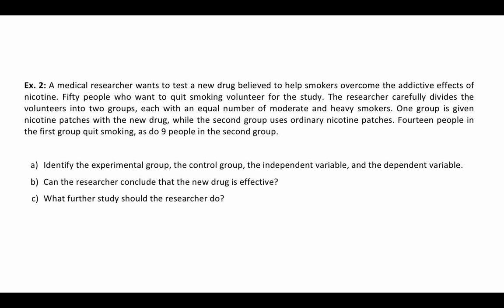Yep. All right. So this example is now in 3 parts. Identify the experimental group, the control group, the independent variable, and the dependent variable. And then the second part, can the researcher conclude that the new drug is effective? And the third part would be, what further study should the researchers do? So this will be more of a discussion type question. So let's go on here.